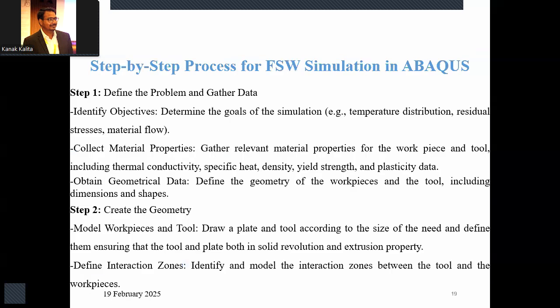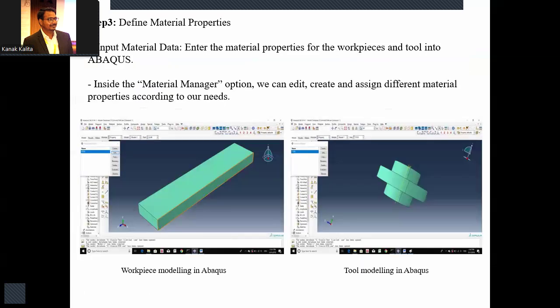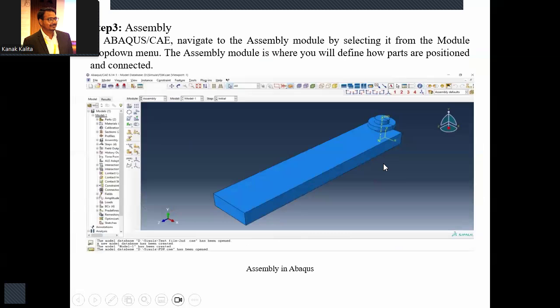Next, the first step is that we have defined the problem and gathered the data. Then we have created the geometrical shape that we want to analyze. It looks something like this. Here, this is the workpiece, and this is the tool that we have. Next, this is the contact. We have made the contact of the tool and the workpiece, which is the assembly phase in Abaqus.